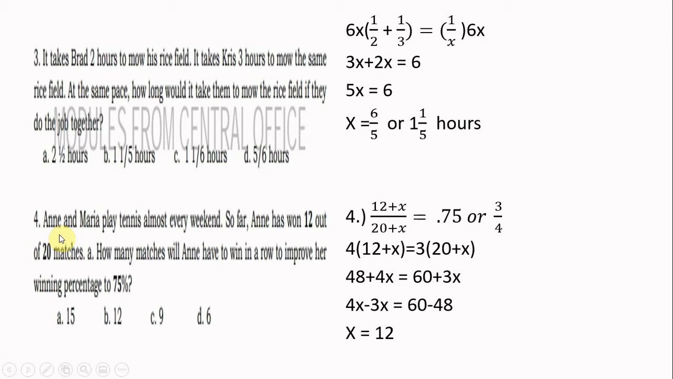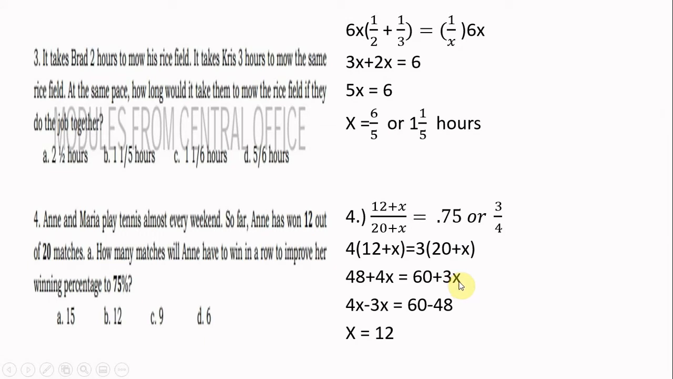Okay, number 4. Anne and Maria play tennis almost every weekend. So far, Anne has won 12 out of 20 matches. How many matches will Anne have to win in a row to improve her winning percentage to 75%? Okay, so the equation is 12 plus x, the matches to be won, over 20 plus x equals 0.75, or it is 3/4. Now we could perform the cross product. 4 times 12 plus x, then 3 times 20 plus x. So we have 4 times 12, that's 48, 4 times x, that's 4x, 3 times 20, that's 60, then 3 times x, that's 3x.